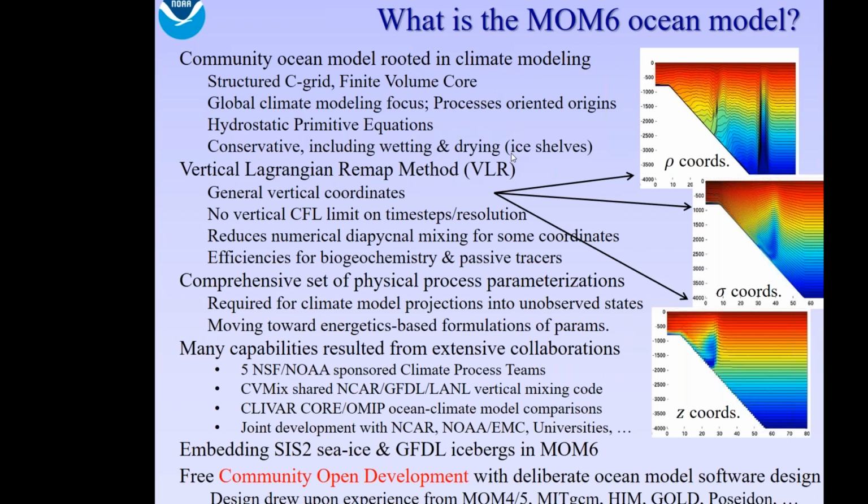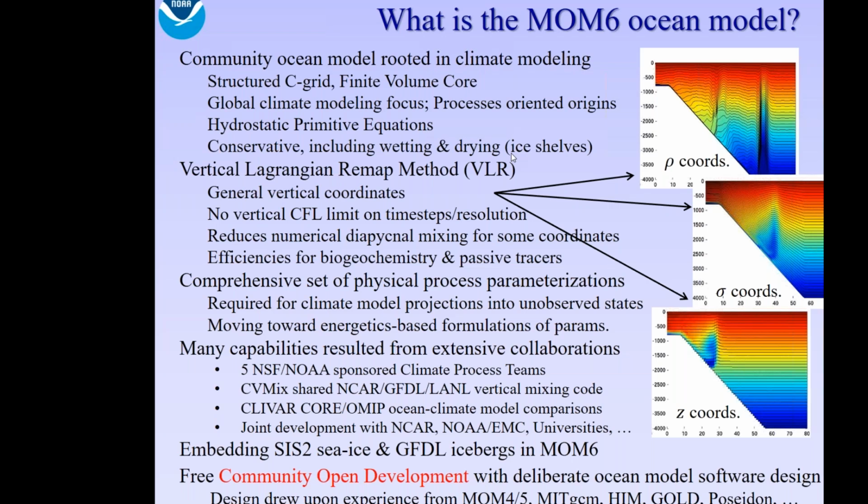So the first question is, well, what is the MOM6 ocean model? A short way of describing it is it's a community ocean model with roots in climate modeling. So we emphasize things like very careful conservation of heat and salt, the ability to run in global domains, and the ability to work even when the conditions are changing. So for instance, as the climate is warming or cooling.